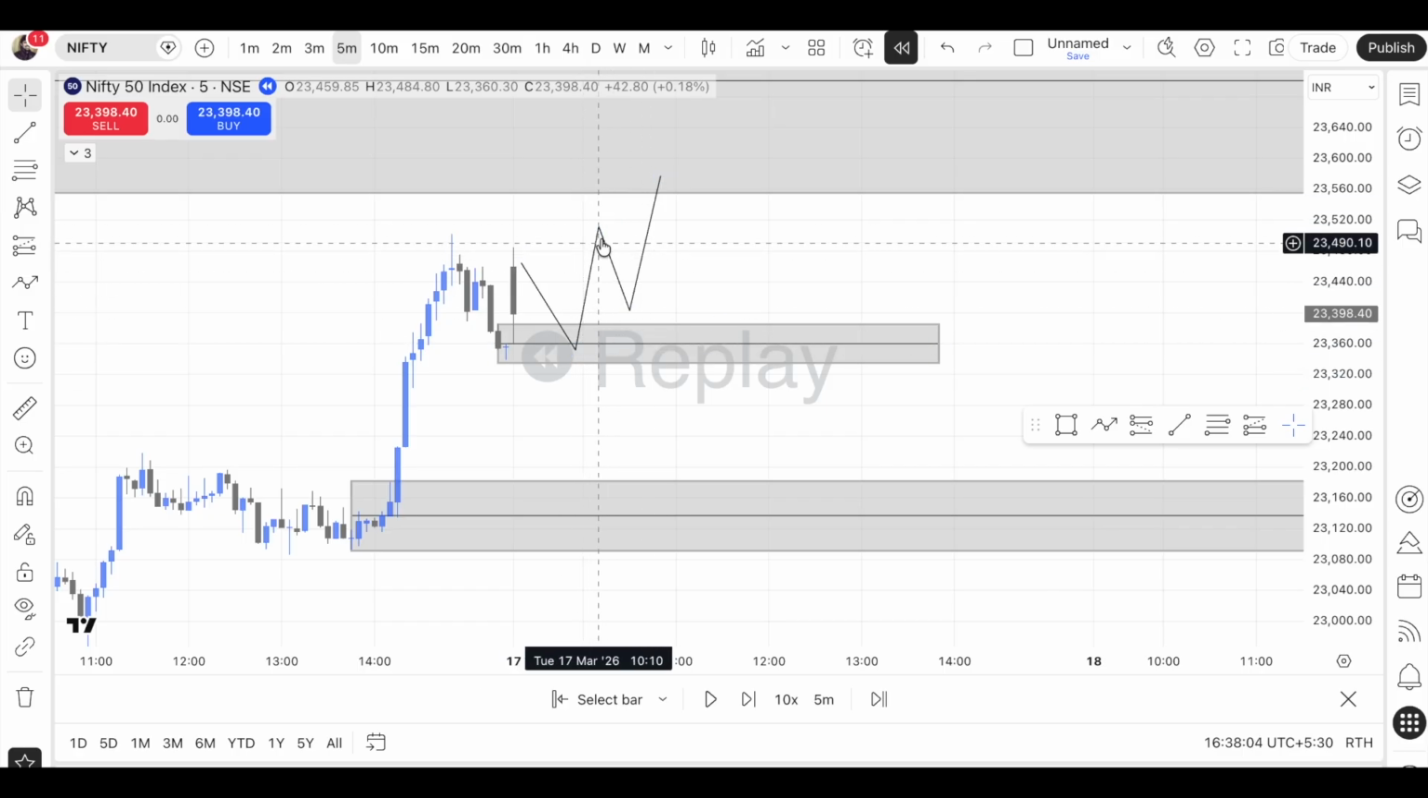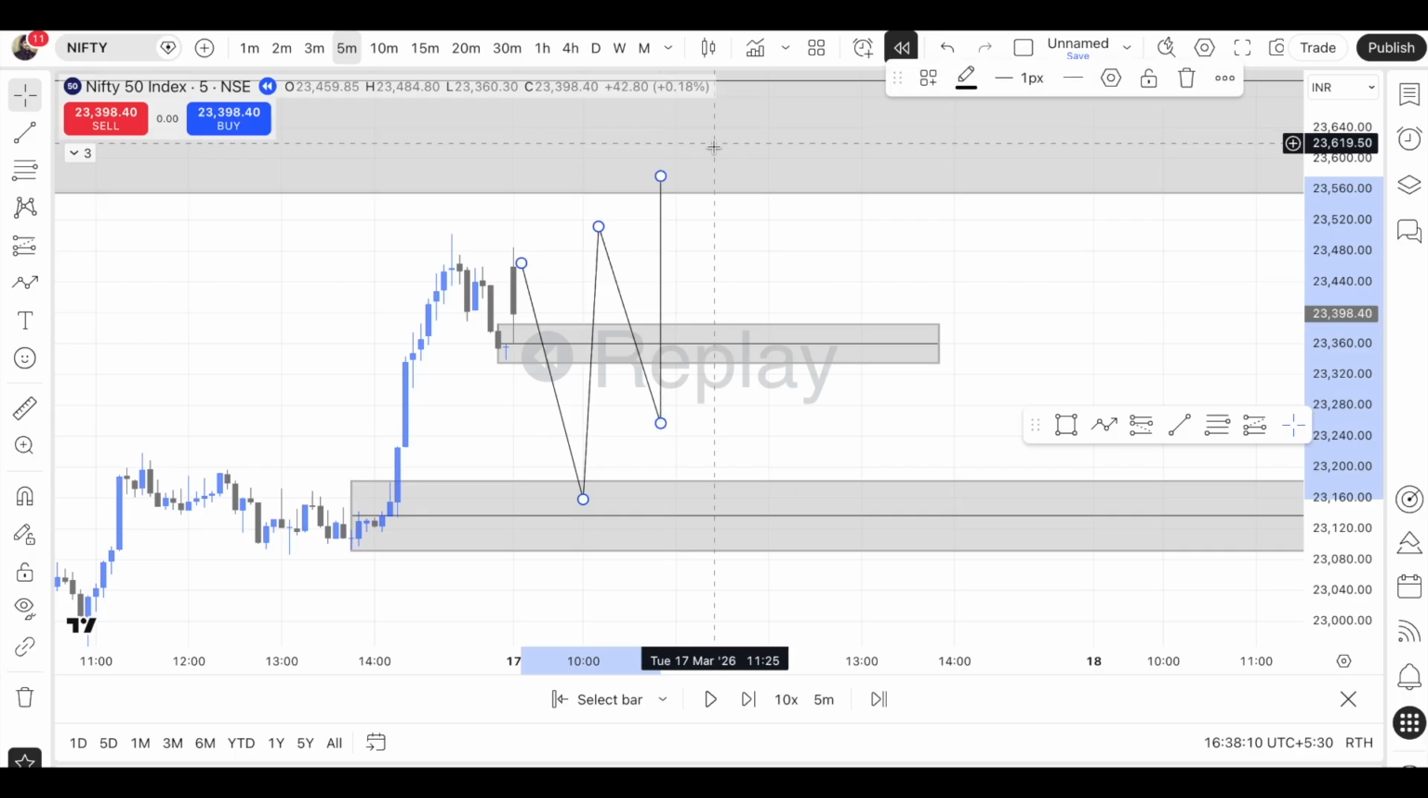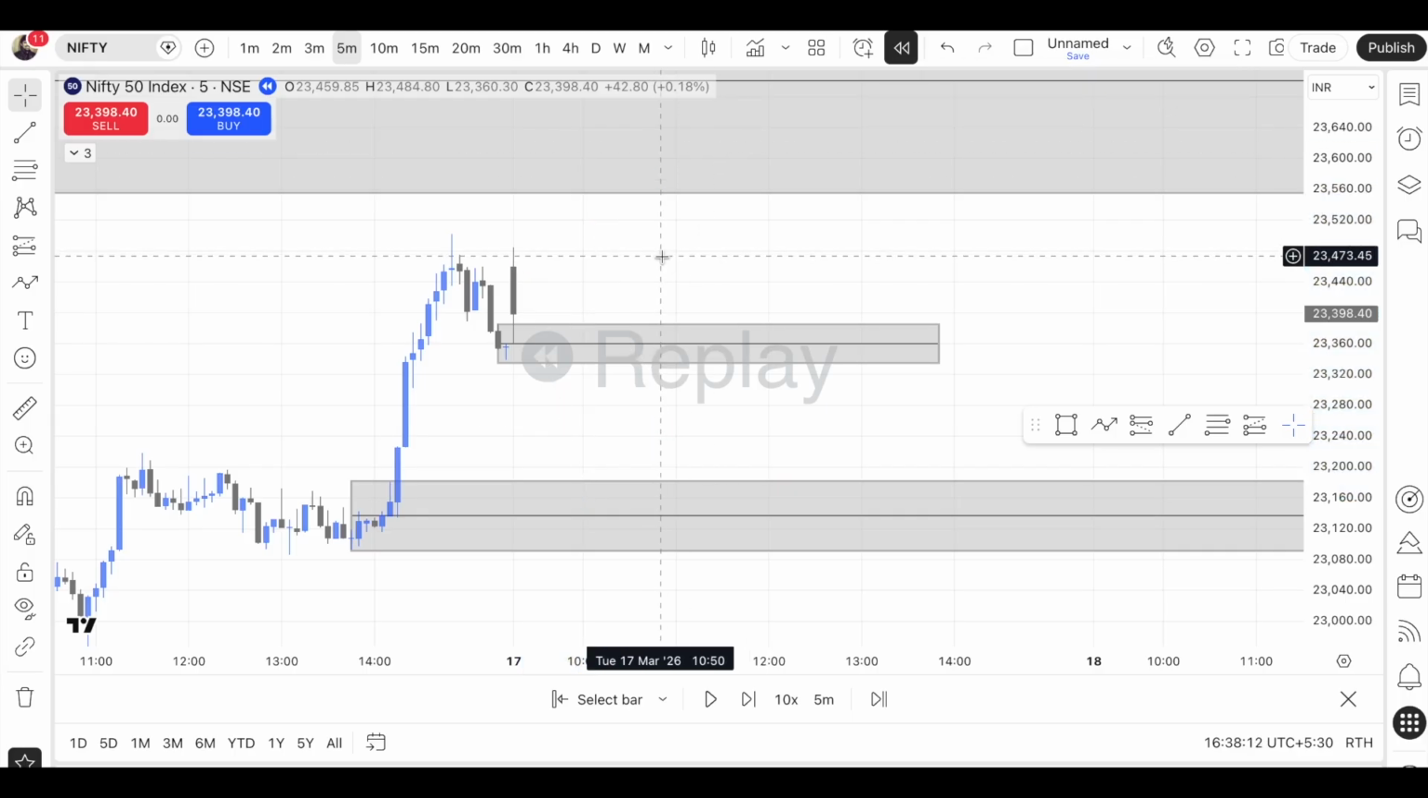If market does not give this break of structure, then wait for market to come down here and then buy from this particular place. This is what is SMC. This is the textbook rule which we have as part of SMC, right? And see how the trade played out perfectly.